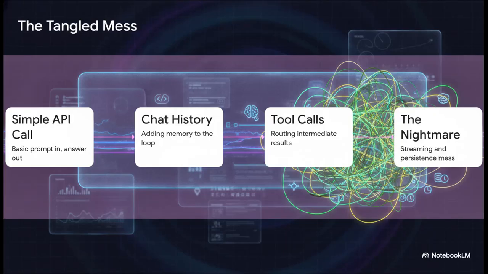And here is exactly how that evolution turns into a total nightmare. You start with a simple API call. Easy, right? Then you realize you need memory, so you bolt on chat history. Then, oh, the LLM needs to fetch data, so you add tool routing. Before you know it, you are trying to manage real-time streaming, database persistence, tracing, and evaluation data all inside one giant, unmaintainable knot of Python while loops. Welcome to Spaghetti Code 2.0. It's a tangled mess that just destroys your reliability.